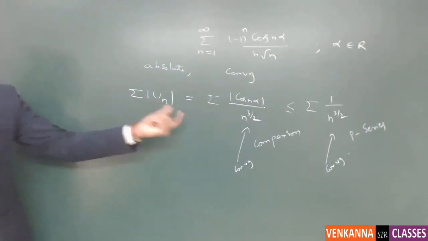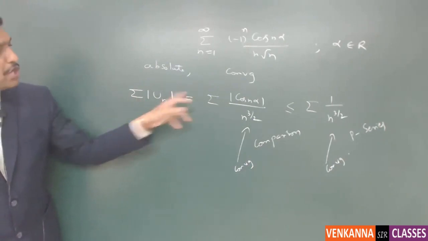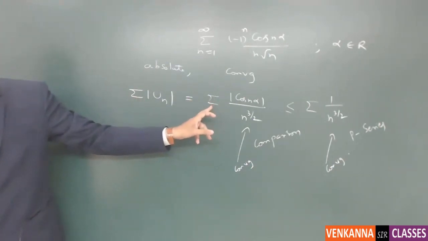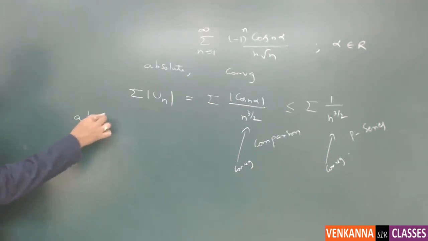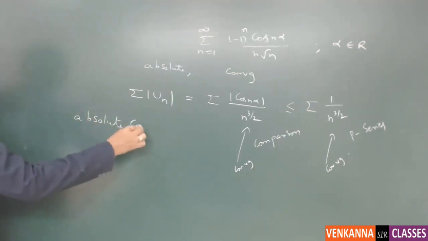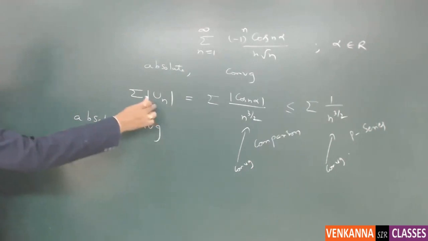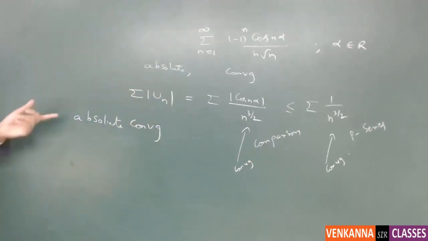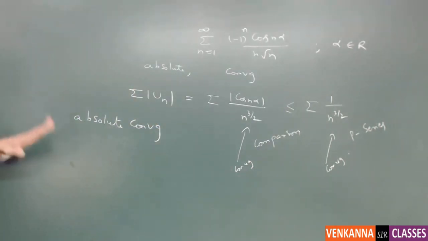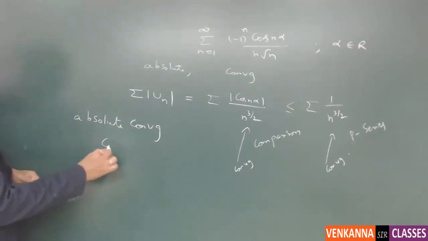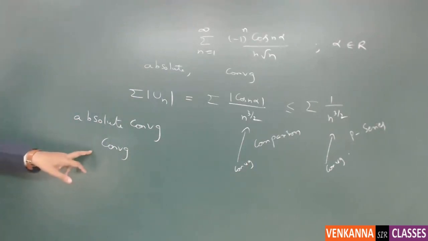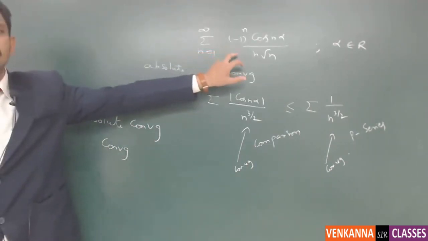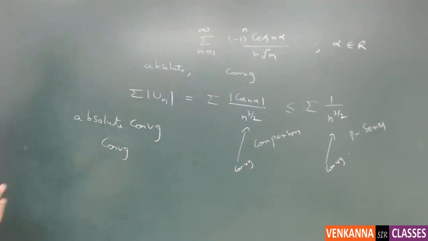So you have proved that sigma mod un is convergent. It means that the given series is absolutely convergent, since you have verified the convergence by putting modulus, and absolute convergence always implies the regular convergence. Therefore it is regularly convergent. Here, regular convergence means the alternating series is convergent, that we need to understand.